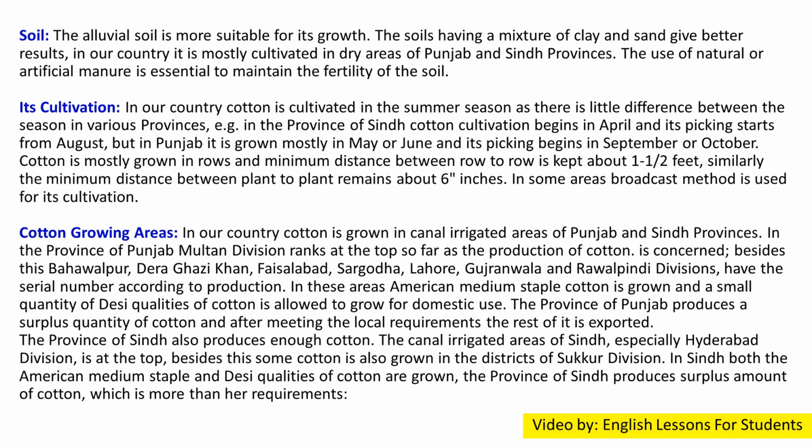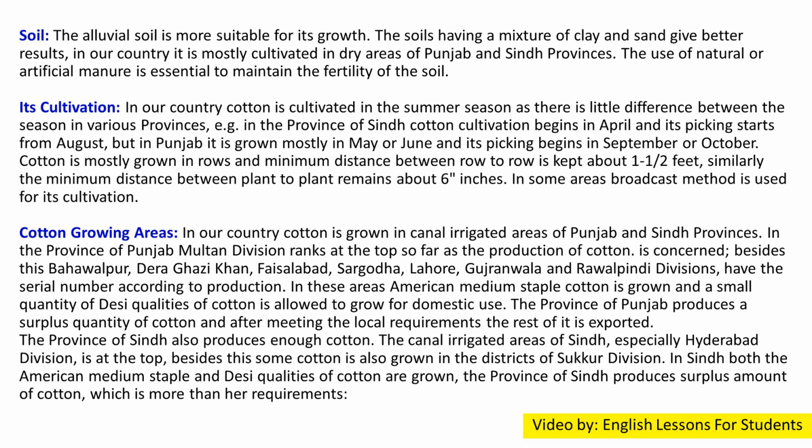Its cultivation. In our country, cotton is cultivated in the summer season as there is little difference between the season in various provinces. For example, in the province of Sindh, cotton cultivation begins in April and its picking starts from August. But in Punjab, it is grown mostly in May or June and its picking begins in September or October. Cotton is mostly grown in rows and minimum distance between row to row is kept about 1 to 1.5 feet. Similarly, the minimum distance between plant to plant remains about 6 inches. In some areas, the broadcast method is used for its cultivation.